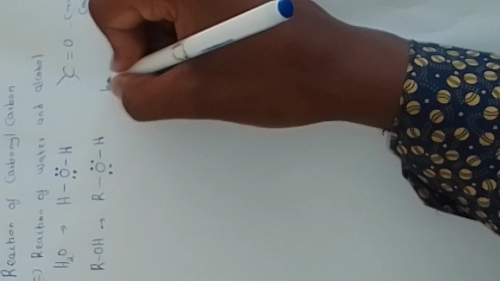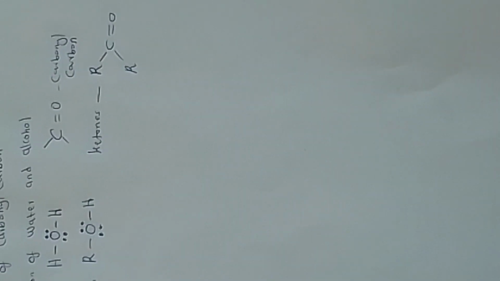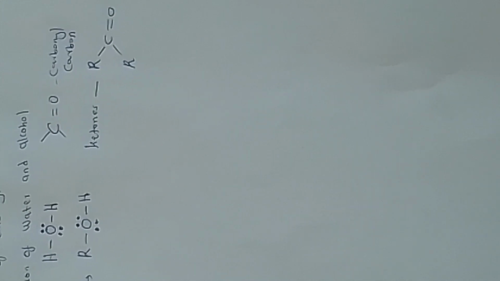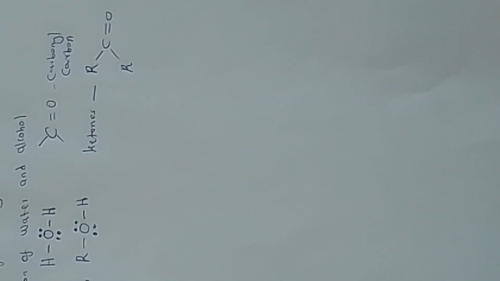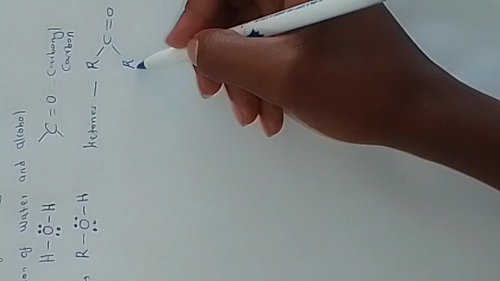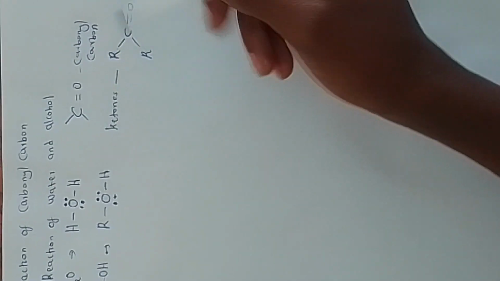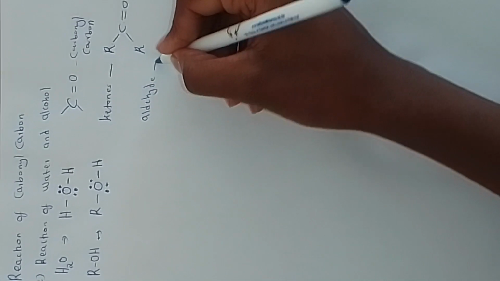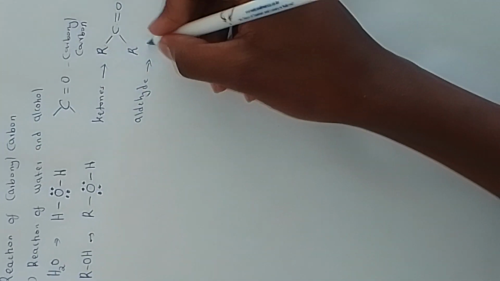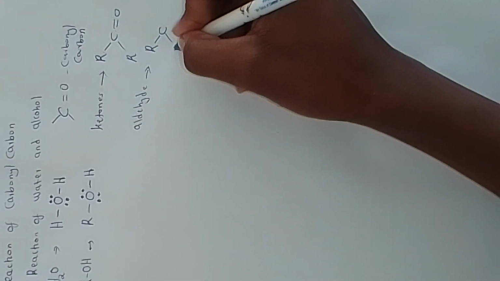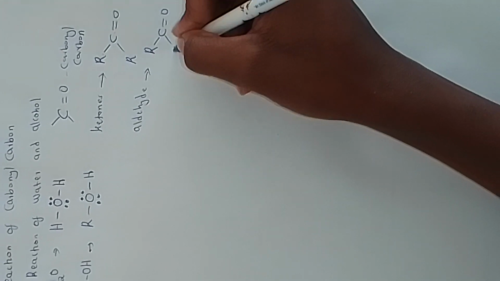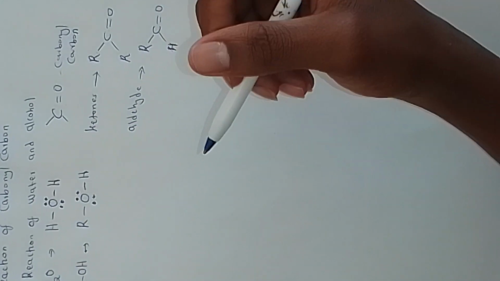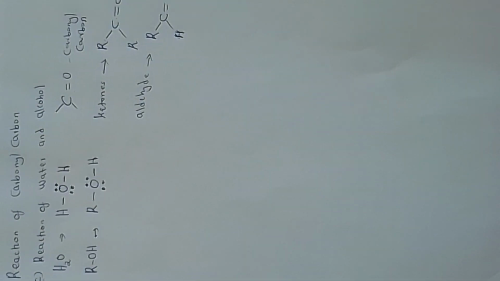So ketones: when you attach two alkyl groups to a carbonyl carbon, you form a ketone. This is the carbonyl carbon. You attach two, you form a ketone. You have an aldehyde when you add one alkyl group and hydrogen to the same carbonyl carbon. So let's look at the reaction.